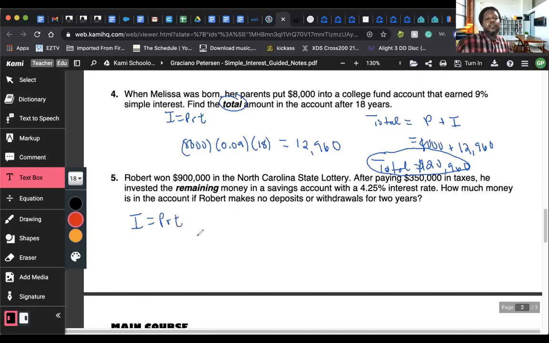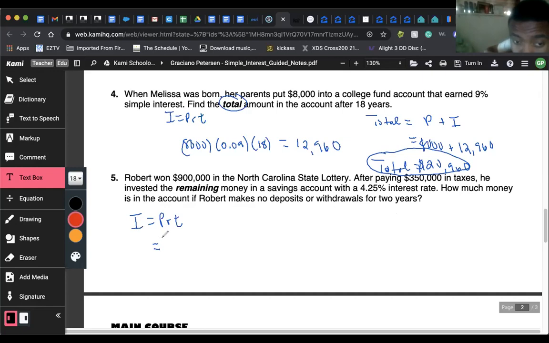So again, we're looking for a total here, right? Because it says how much money is in the account. So we're looking for a total. But we have to find the interest first. So what did we do to find the interest, Marvin? Interest. Okay, so that you may have to put P over.